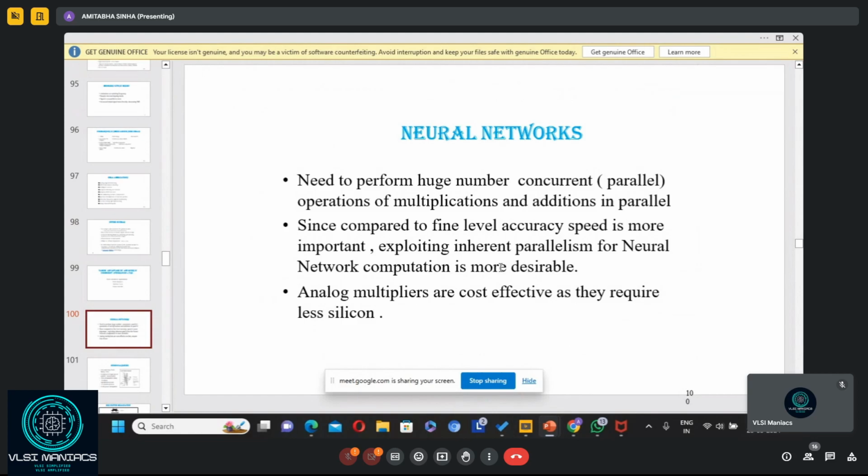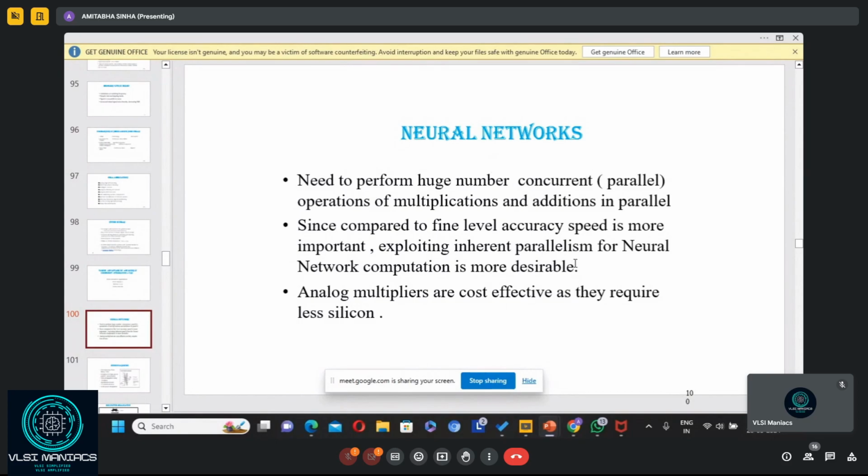Here, in fact, we can use the analog multiplier, because as far as accuracy is concerned, an analog multiplier is less accurate compared to digital multipliers. But complexity is much less, and they will offer the required speed. Cost will also be low. So that's why in neural networks, analog multipliers and analog adders are becoming very popular.